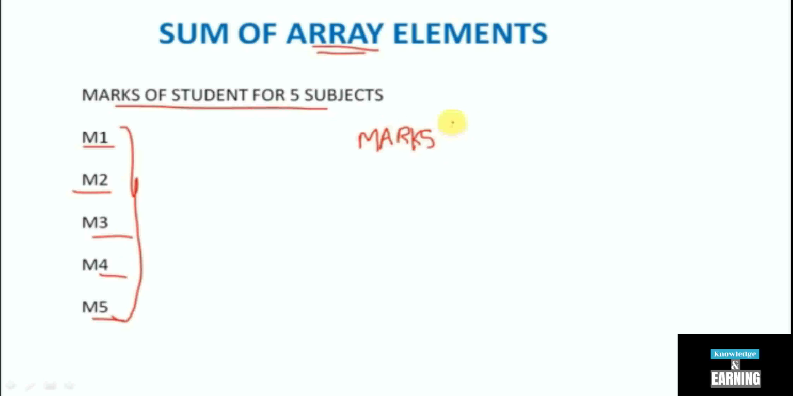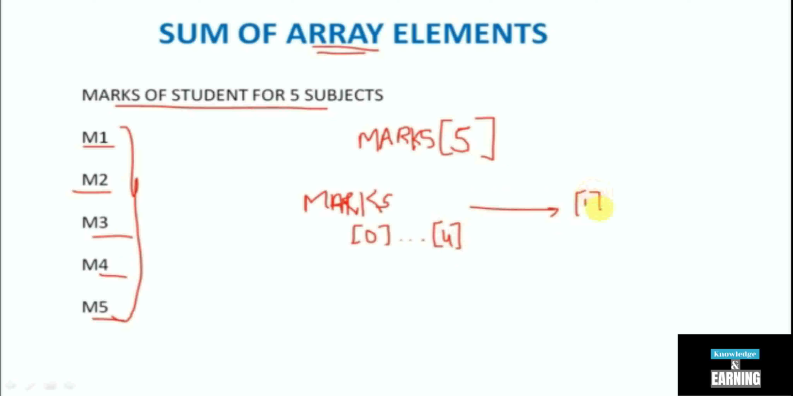So within the square bracket, I have to mention how many values I want to store. If I want to store 5 subjects' marks, then I will write 5. If I want to store the marks for 7 subjects, then I will write 7 here. It starts from index 0 till 1 less than the size. So it starts from 0, 1, 2, 3 and goes till 4 in most programming languages. But in Raptor, it will start from 1 and go till 5.